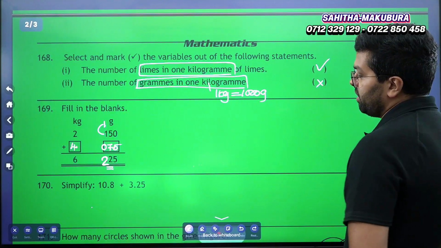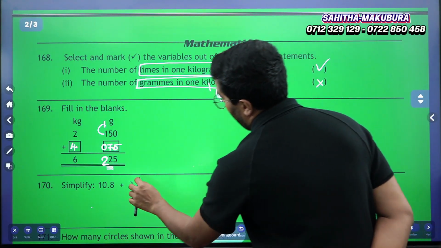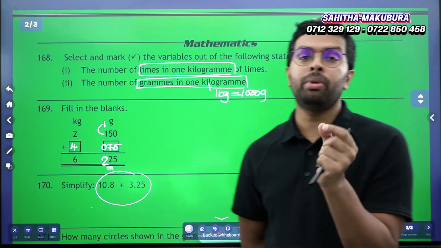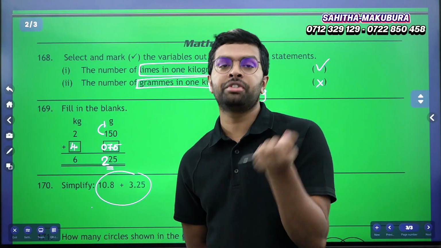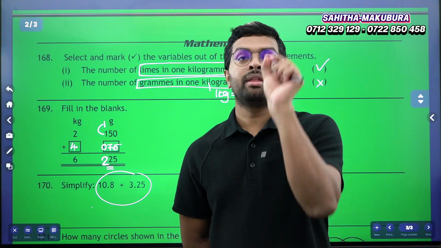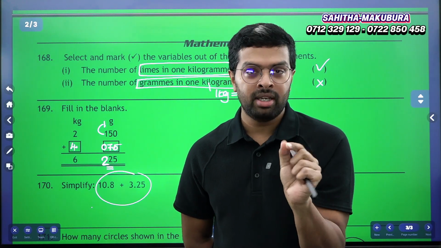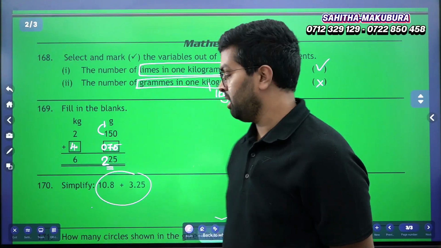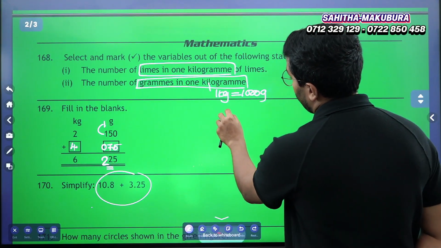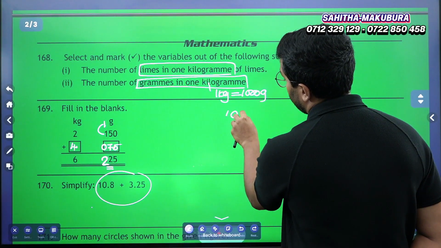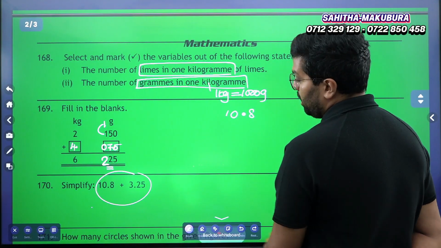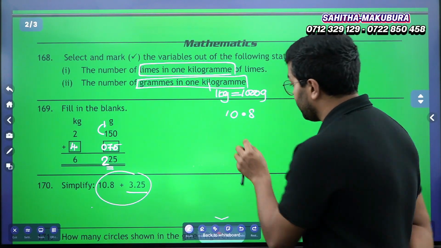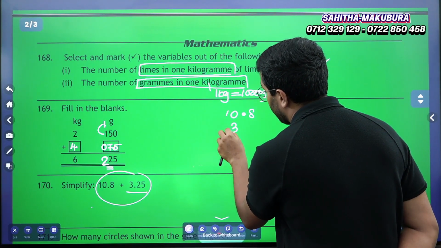Question number 170. Simplify. Asking us to add 2 decimal numbers. Pute, we need to be careful when we are adding or subtracting decimal numbers. The decimal point should be placed in a vertical line when you're doing these calculations. So that's the requirement, right? So 10.8. This is how we are reading this number. Next number is 3.25. Check the way that I'm writing 3.25.